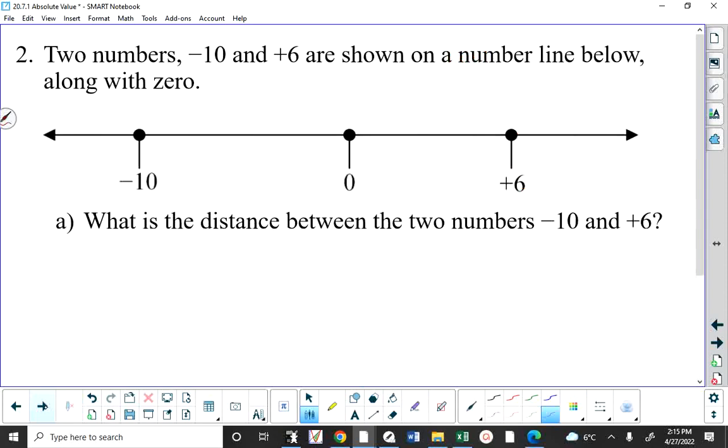So, example number 2. Two numbers, negative 10 and positive 6, are shown on a number line. What is the distance between the two numbers? So, what is the distance between this number and this number? That's what the question asks. Well, we can look at it and we can see it's 16. It's not a difficult question. It's almost like we're in grade 4 again or something. So the answer is 16.